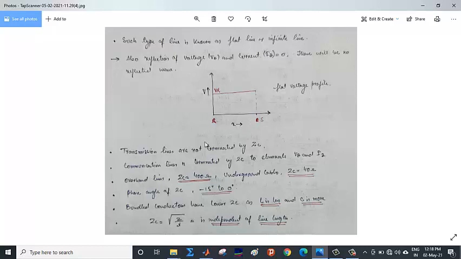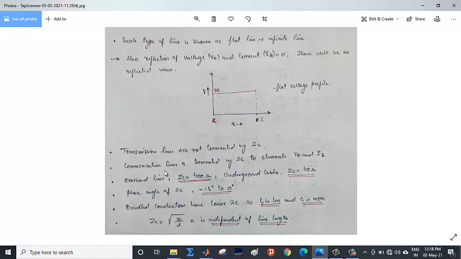But practically, transmission lines are not terminated by ZC, because this termination is actually in the hands of the load. The load is usually variable. We have different types of loads. We don't have exactly equal to ZC, so that is not in our hand. So why do we then study this surge impedance, or surge impedance loading? I will come to this shortly.